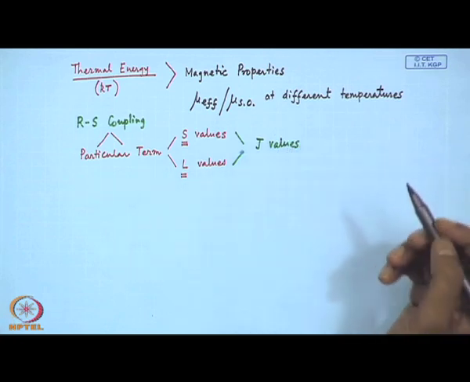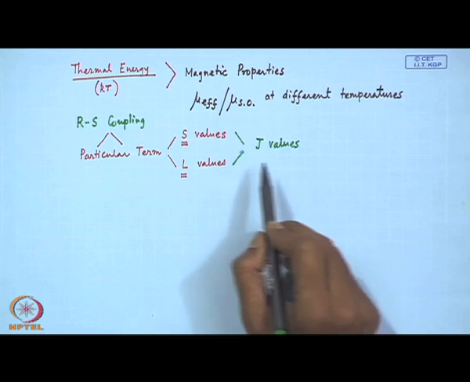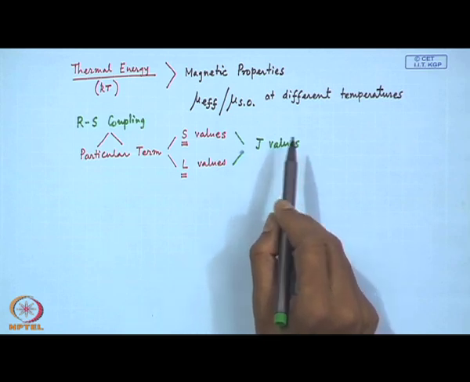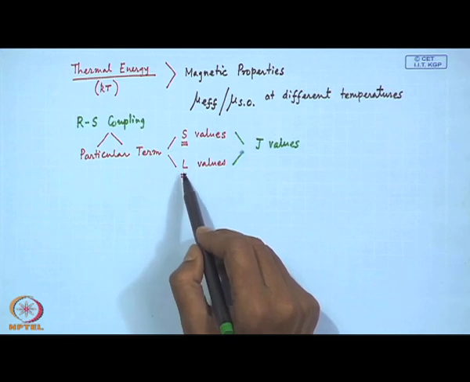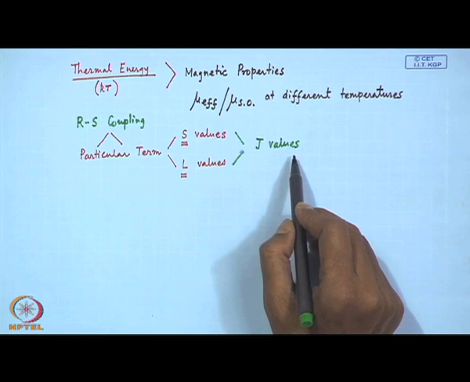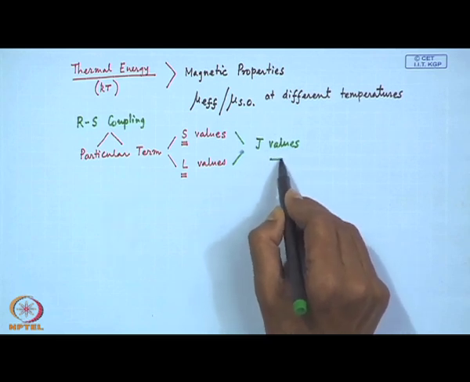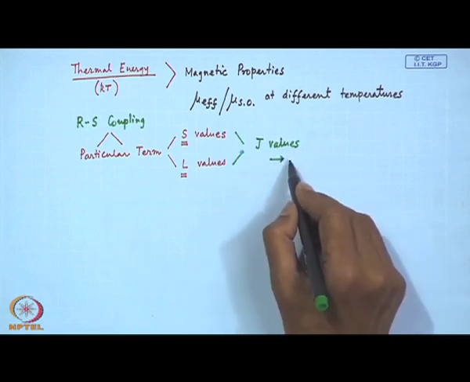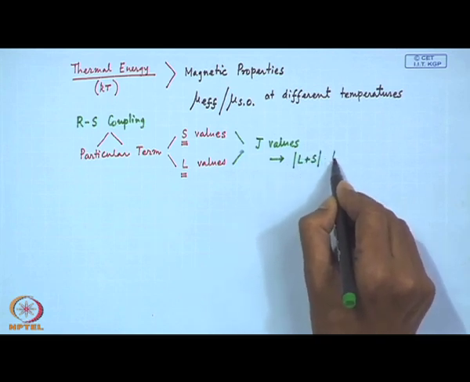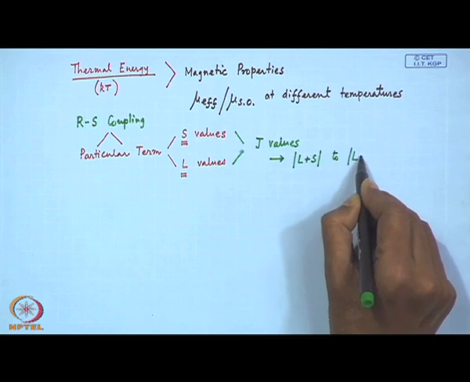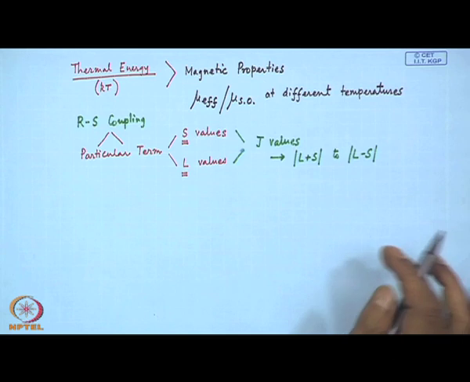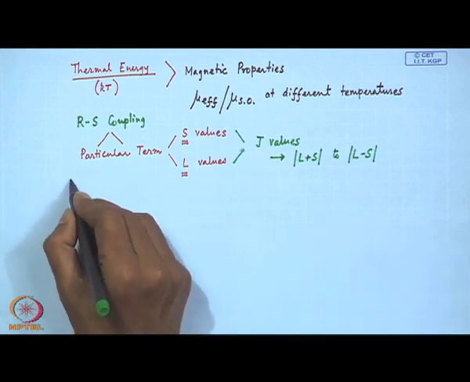So, the different energy levels that we can have are due to the presence of different J values. From the same L and S values, but due to the different types of interactions, these J values can range from L plus S to L minus S.